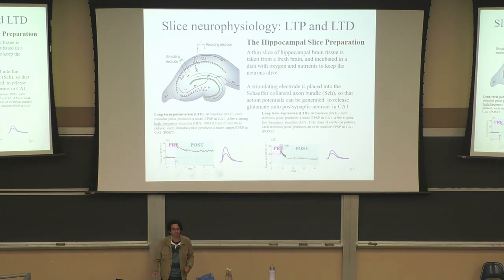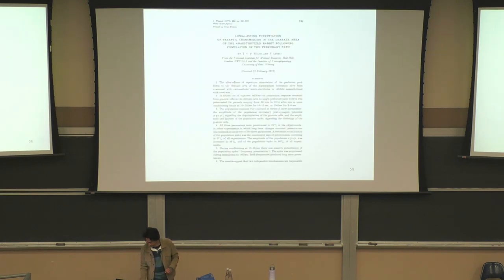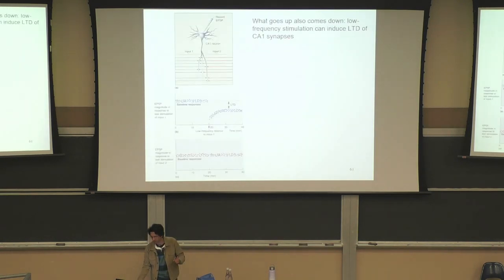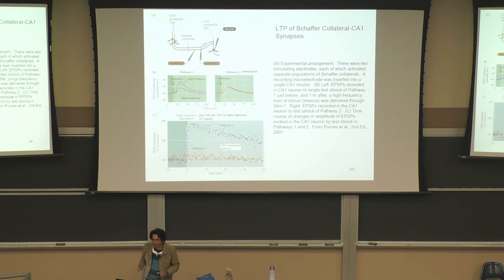Okay, so any other questions? In this slide, we're looking at the LTP of Schaffer collateral synapses. A conclusion from that study was that the second pathway is not automatically strengthened. So let's go to the first correct slide. Yes, it was that pathway 2 isn't automatically strengthened just because pathway 1 was stimulated. So in this, were they stimulated at separate times? Is that the distinguishing factor? They did nothing to pathway 2 here. Okay.